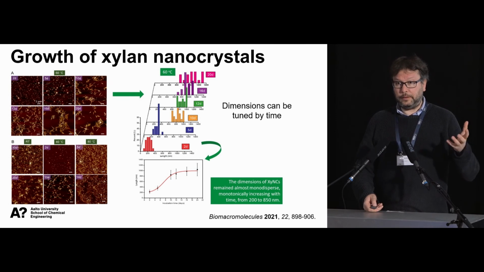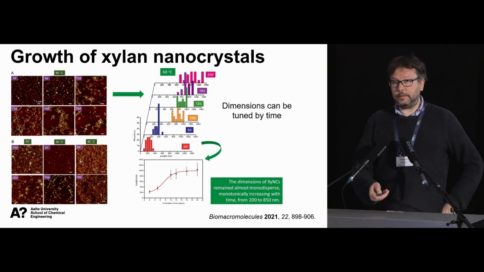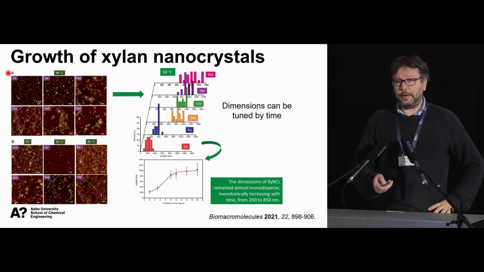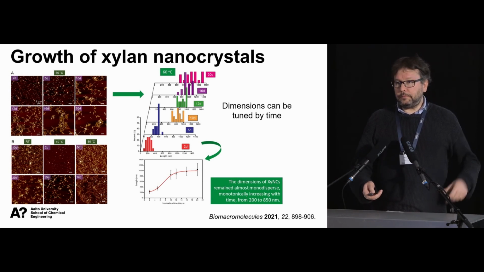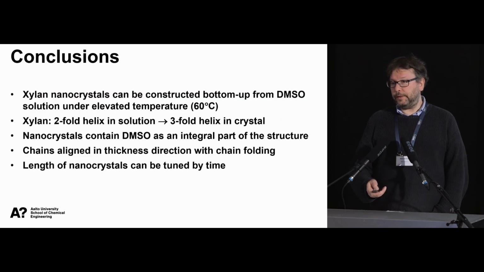So the crystallites really form at that temperature, and you can control the length with the growth time. The growth time is days. You see, 2 days is the shortest span here, and then up to 20 days or even more. The dimensions are almost monodisperse, and they are monotonically increasing with time.